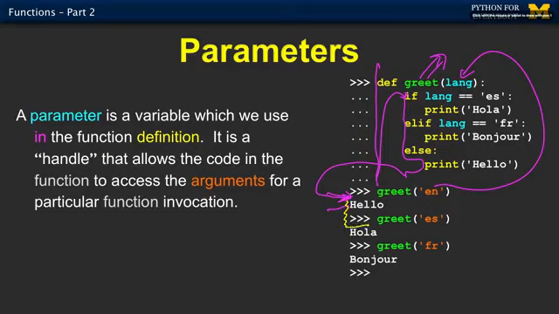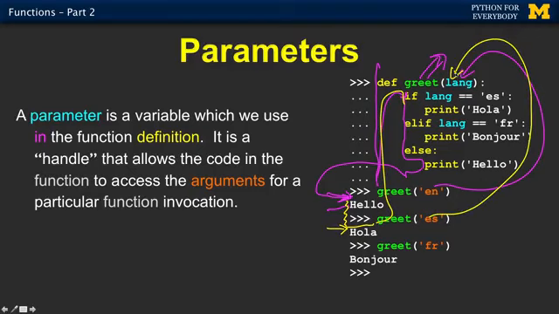Then it goes on to the next statement. Here, greet. So it's going to run this function again. Remember where to come back to, which is right here. Jump up to here, and then make ES this time be what lang means. And so now lang is ES, so this is true. We run that code, we come out, and we print out hola, and then we go back to where we remembered before. Then we continue on.